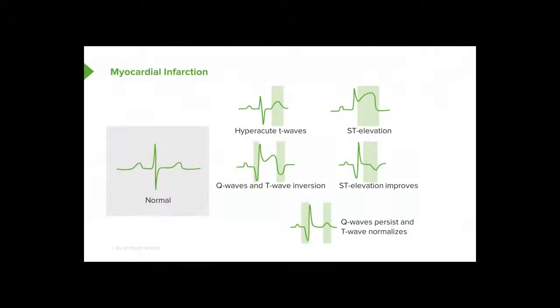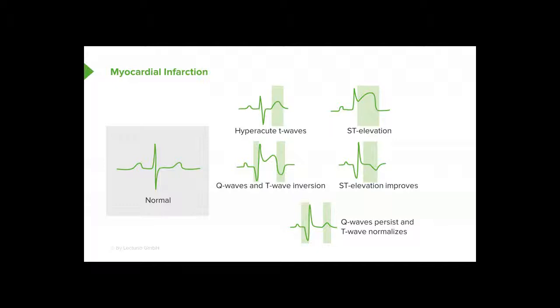Let's move on to a discussion of myocardial infarction in the postoperative period. On the far left side of the screen, you see a normal EKG. And, as highlighted by the green bars, you see various changes when a patient may have a myocardial infarction. We can see hyperacute T waves, ST elevation, Q waves and T wave inversions.